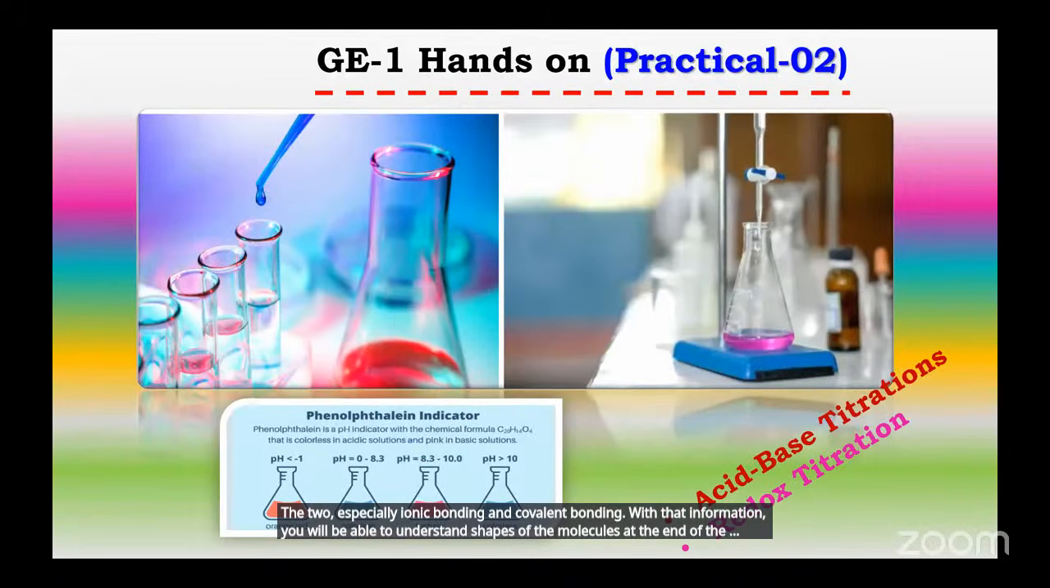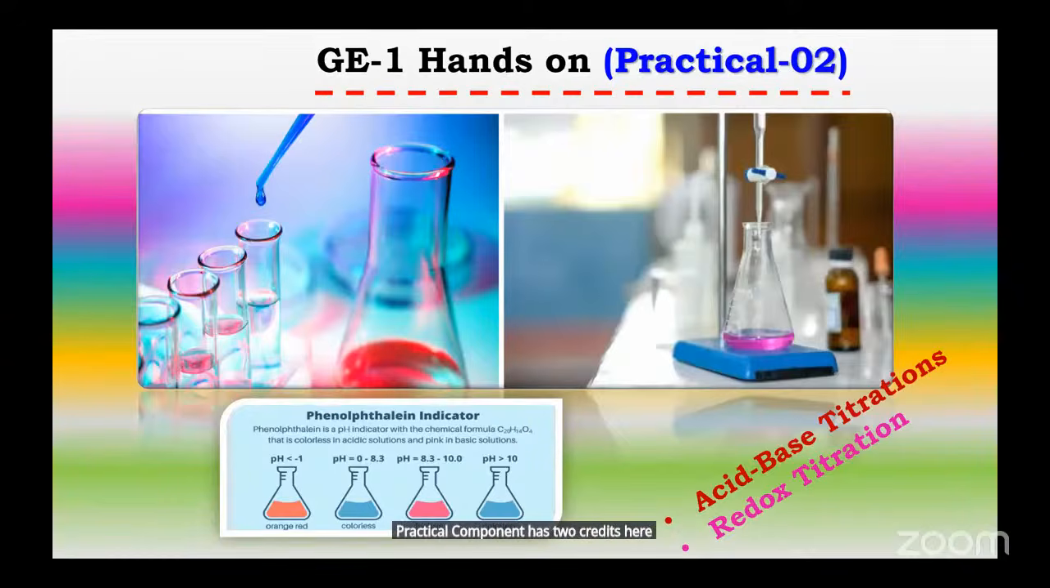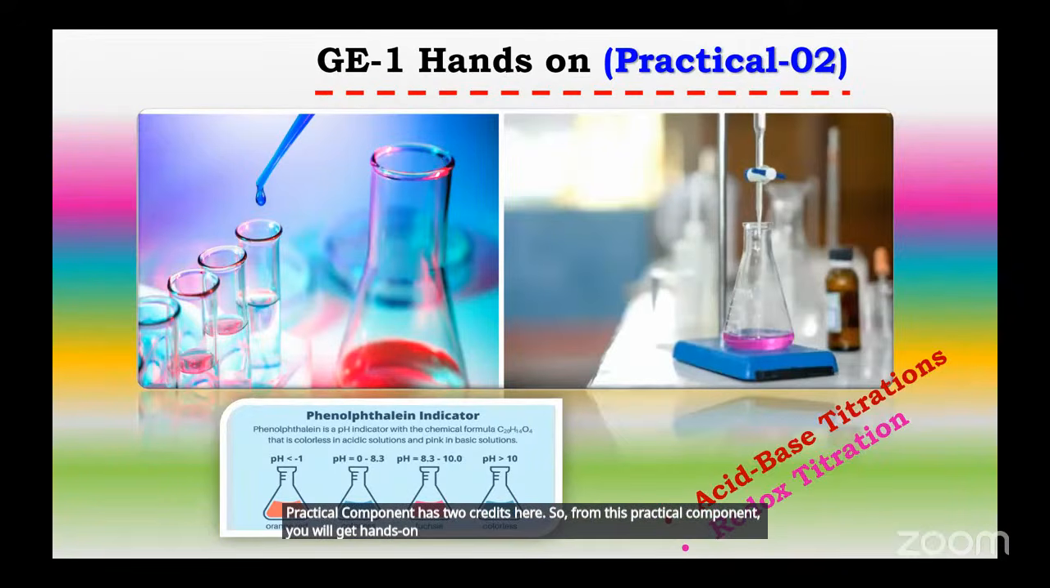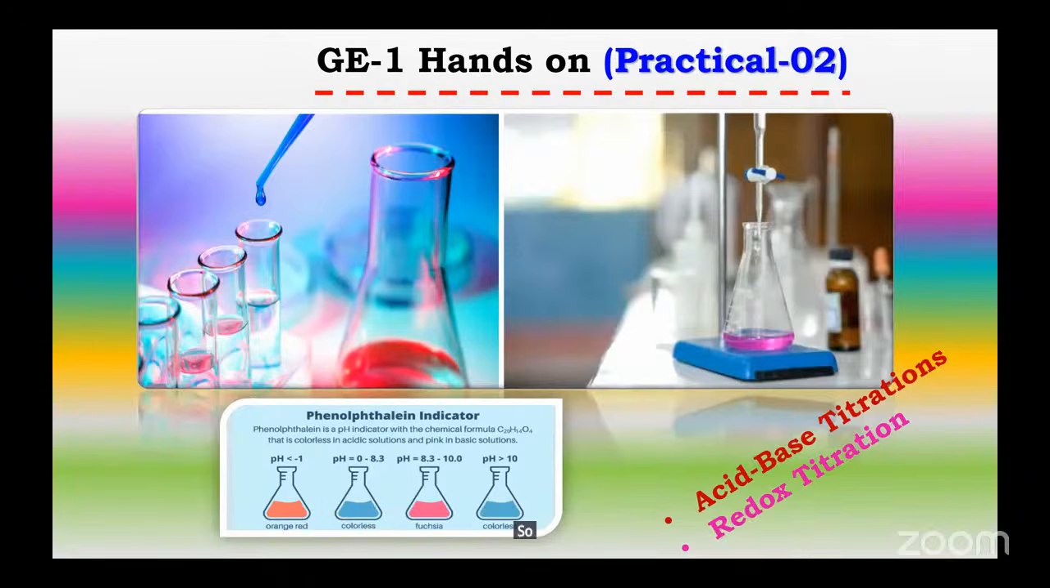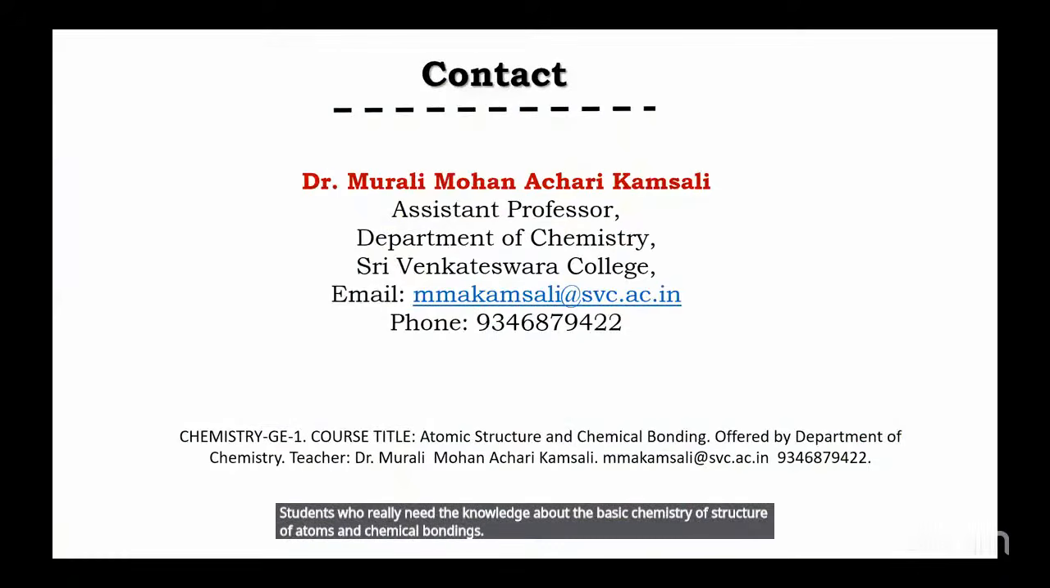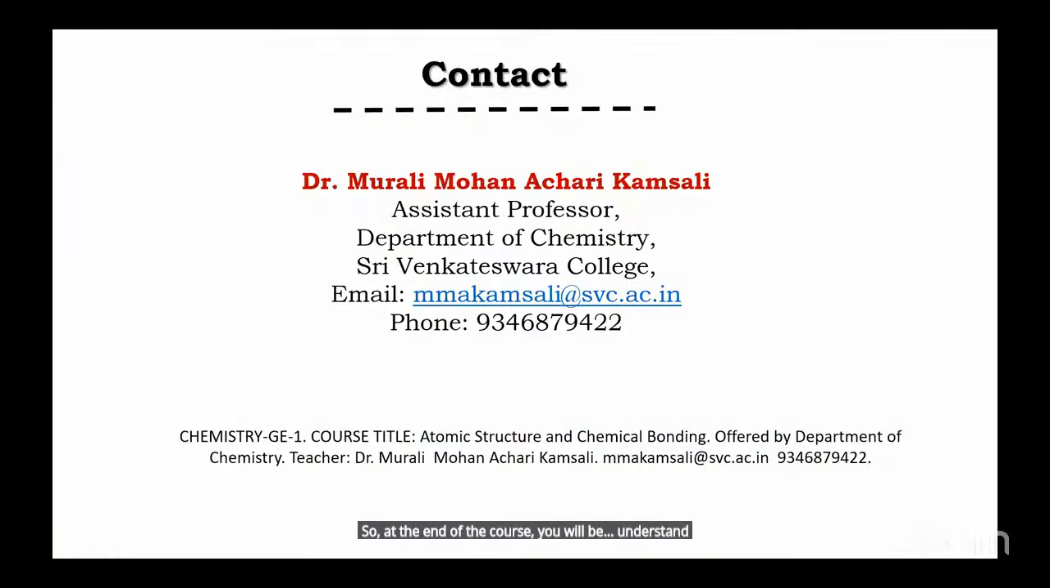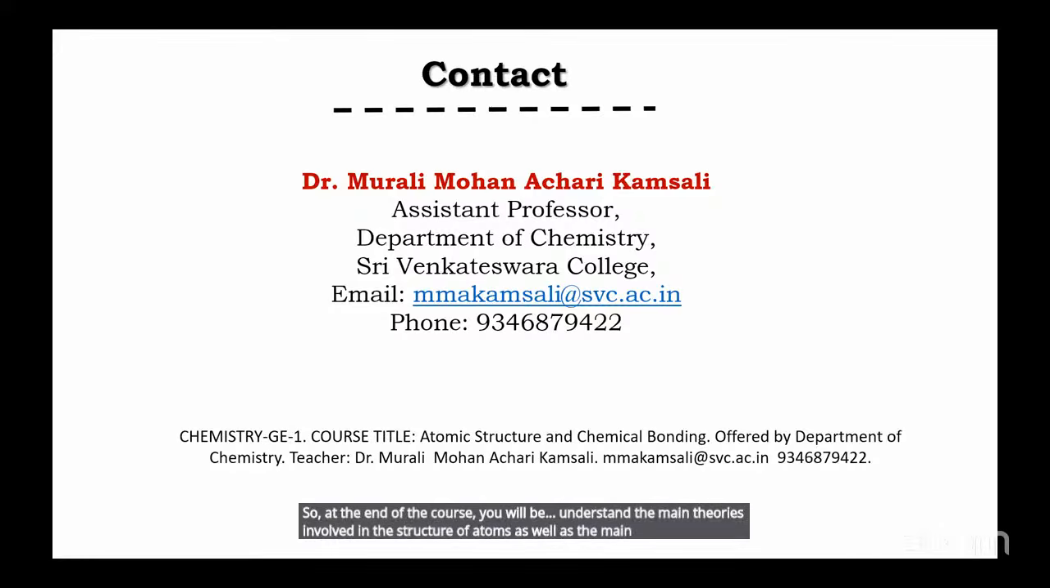The practical component has 2 credits here. From this practical component, you will get hands-on experience on titrations. Especially, you will get training on acid-base titrations and redox titrations. These 2 components are mainly useful for the students who really need the knowledge about the basic chemistry of structure of atoms and chemical bondings. At the end of the course, you will understand the main theories involved in the structure of atoms as well as the main theories involved in chemical bonding. So these are the contact details of the Department of Chemistry, Dr. Murli Mohan. Thank you.